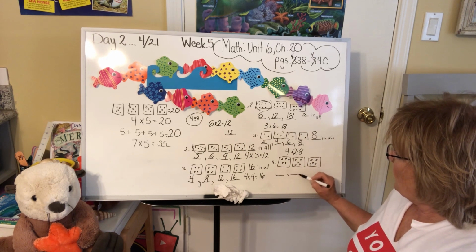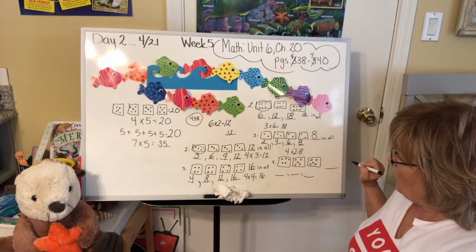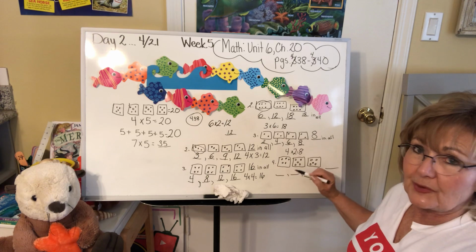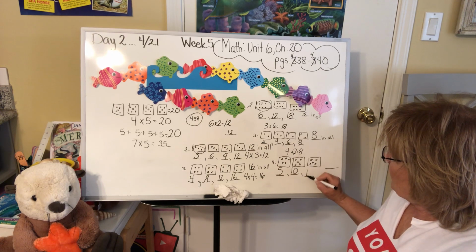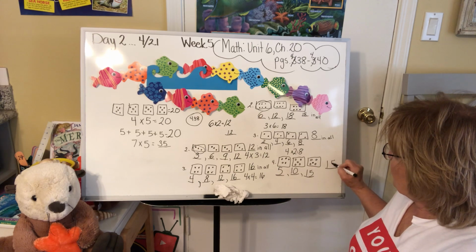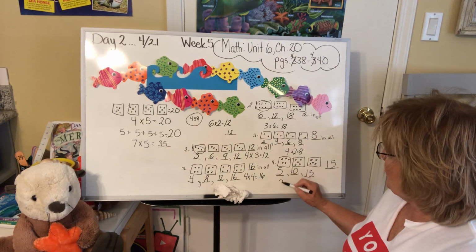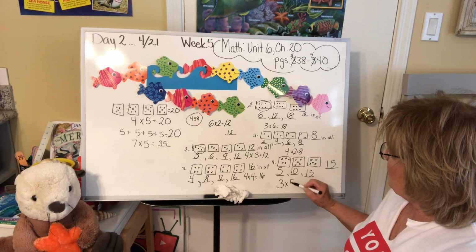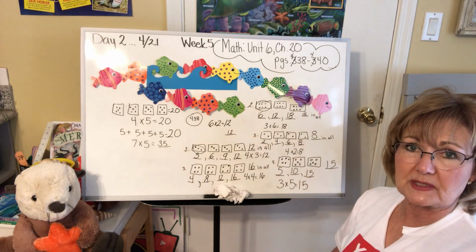Okay, so you can pause if you need to, and then we'll count by 5s. Ready? 5, 10, 15. There are 15 in all. Good. And the multiplication sentence is 3 groups times 5 in each group equals 15. 3 times 5 is 15.